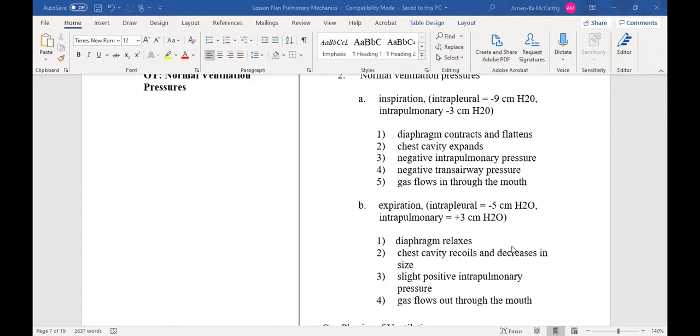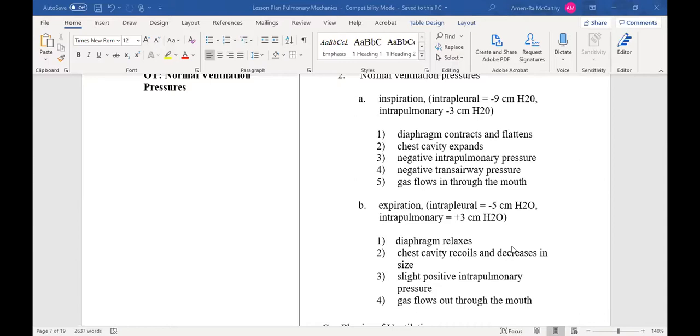So what do you think the pressure is in between breaths? What is the pressure gradient between ambient and intrapulmonary in between breaths? I just want a word for what you think is happening in between breaths when there's no inhale or exhale. What must be the case between the ambient pressure and the intrapulmonary pressure? They must be what? Anybody? It must be the same.